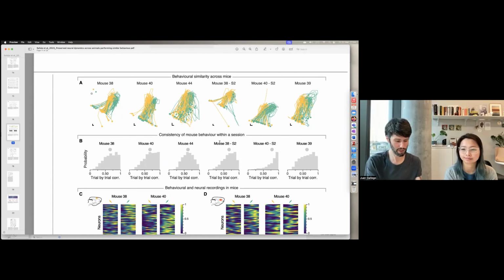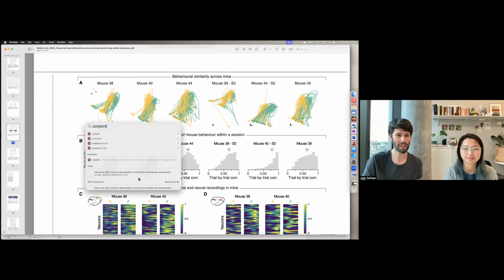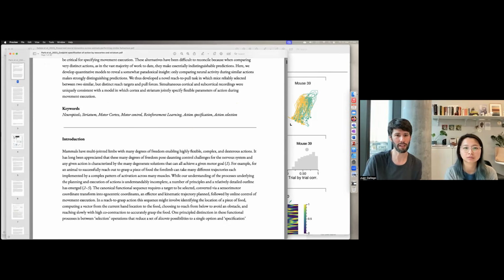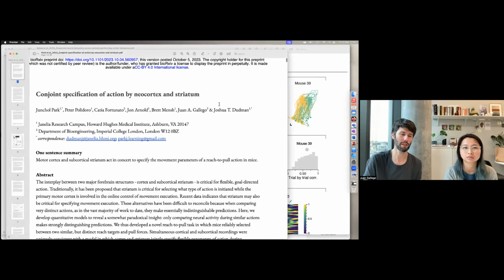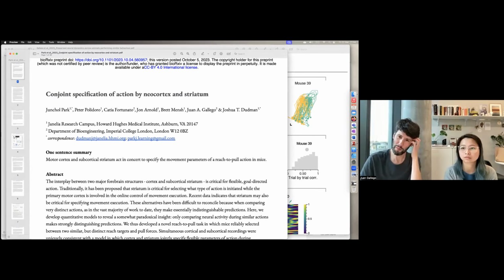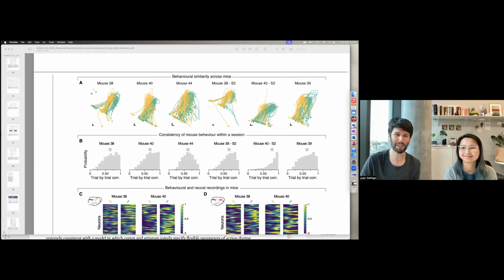Yeah, more questions. I guess I can flag the paper while you guys ask more questions. This is the paper that does a lot of description of this task for anyone interested. This one, on arXiv. But do you have more questions about the paper that we're supposed to be talking about?